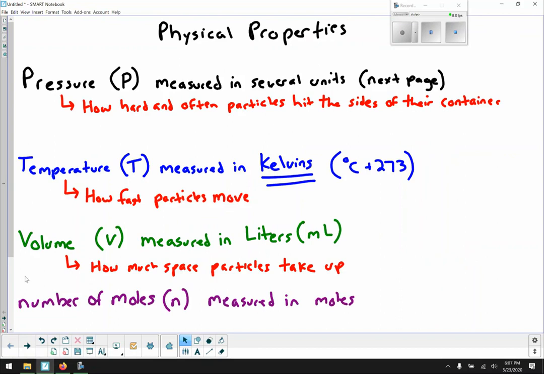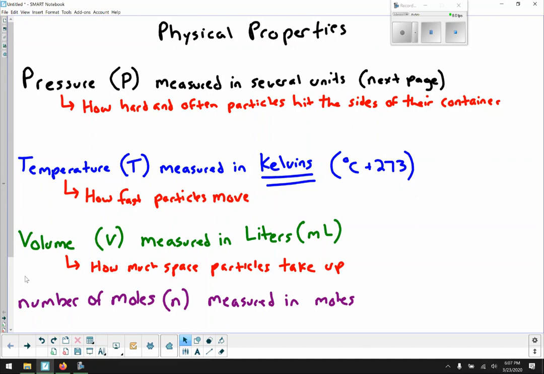So pressure is how hard the particles hit the sides of their container, how hard and how often. So it's how hard they press on whatever surface they're pressing on. Temperature is how fast the particles move. And that has to be in kelvins. I talked about that before, which is just Celsius plus 273. If you get a temperature in Celsius, convert to kelvins before you do any math. Make that the first thing you do.